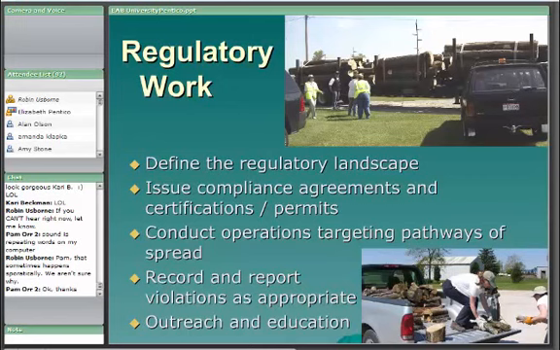No matter how many people you educate, there will always be a small segment of the population that is willing to disregard the regulations. And for those, we need to conduct operations that target the ways in which they're spreading the pest to try and stop that movement for the good of ash in the nation at large. And then the officers also need to record and report violations as appropriate. And always an incredibly vital part of our job is outreach and education. Every interaction we have with another person is valued as an opportunity to educate them and talk about the program.